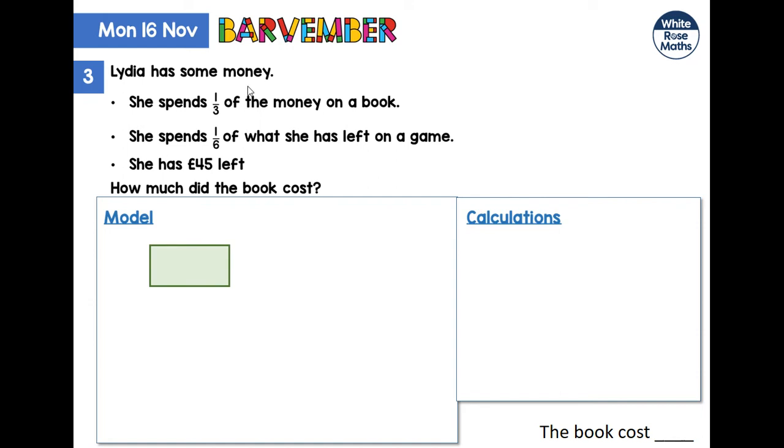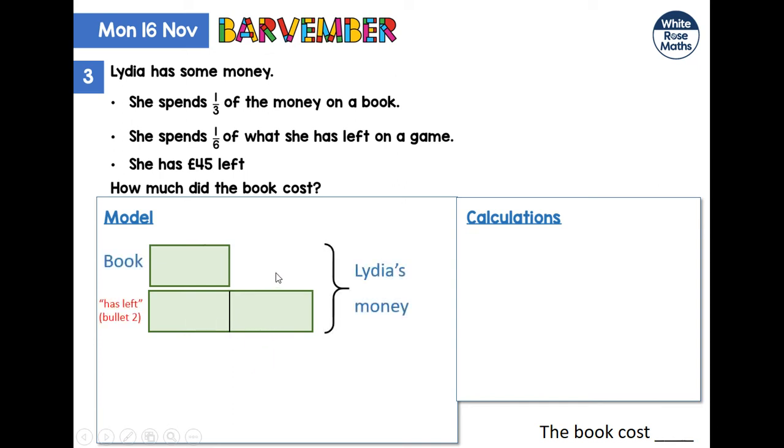And I'm going to do it with 2 bars. I'm going to do the third of the money that she spent on a book, and I'm going to now have what's left, which is the remaining 2/3. Okay, so let's label this up nice and neatly now. So this is a third that's spent on a book. What she has left is these 2/3, and all of this together is Lydia's money.